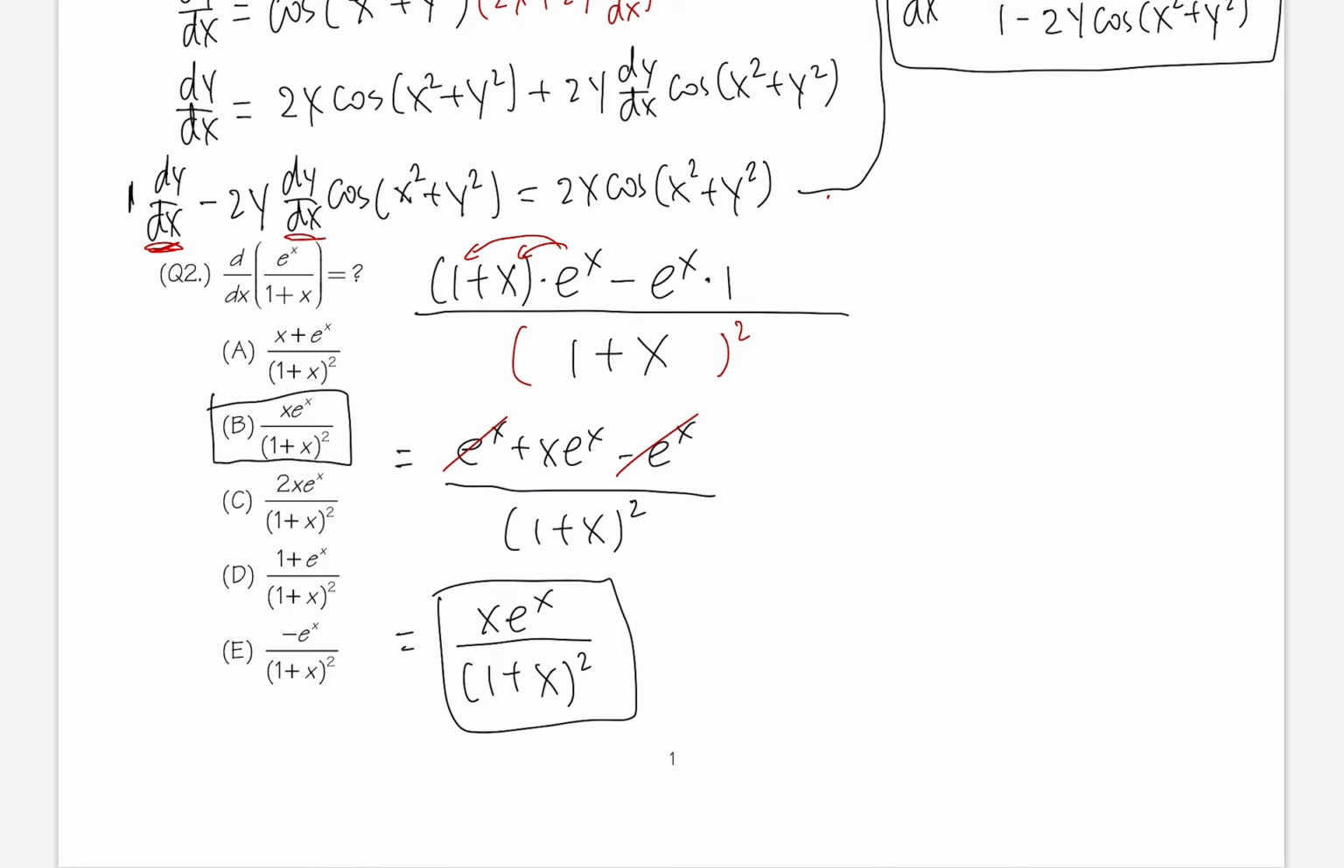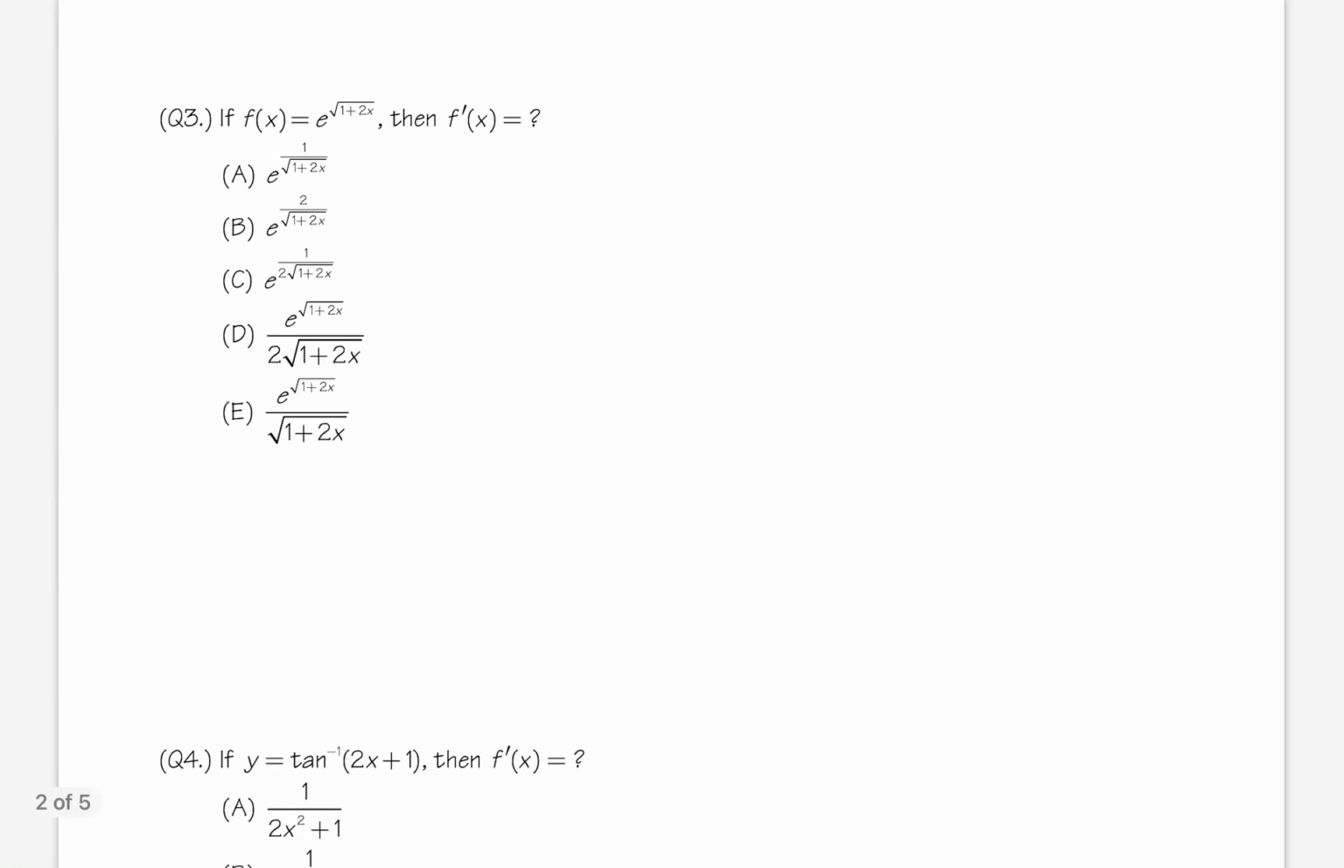Alright, cool. Now, number 3. Here, our function is f of x is equal to e to the square root of 1 plus 2x. This right here is rather tricky because we have to use the chain rule twice. Here we go. F prime of x. First, when we take the derivative of e to the whatever, we'll just get e to the whatever first, right? So we'll just write that down right away.